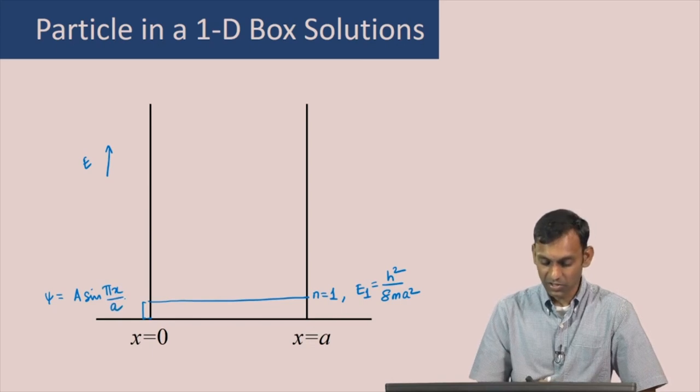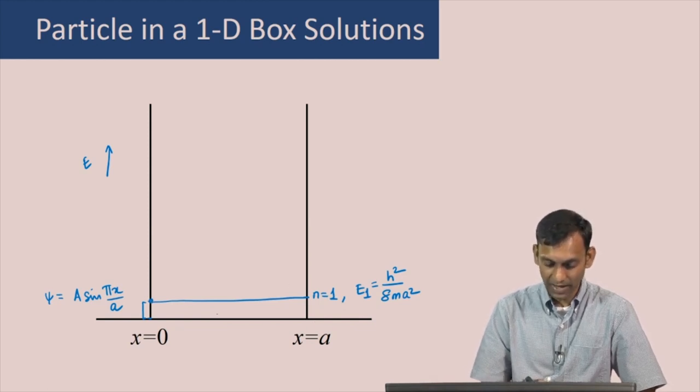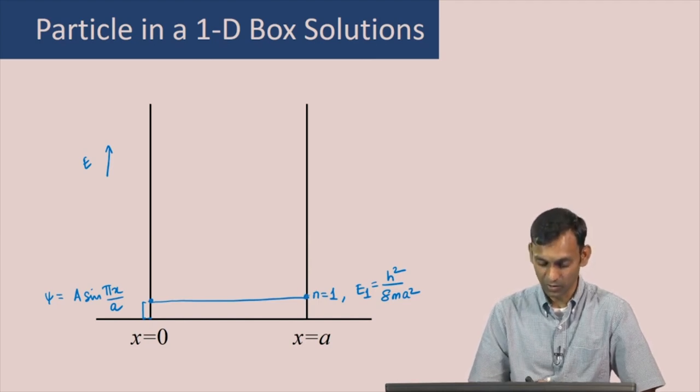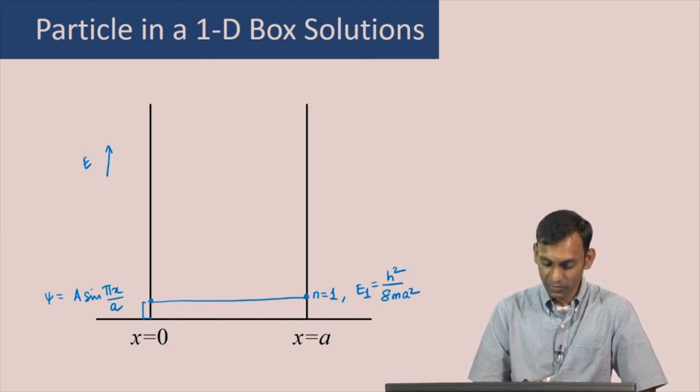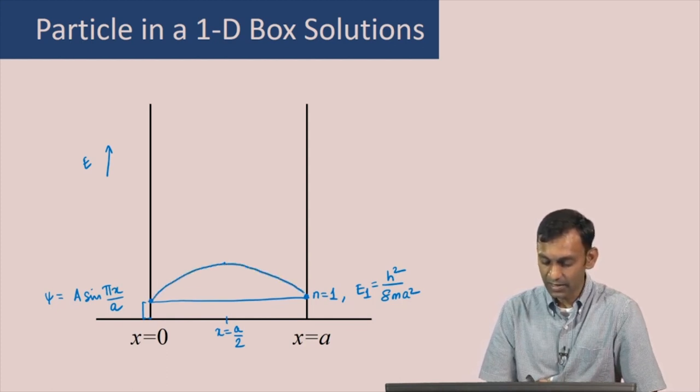Now, the wave function corresponding to this is psi is equal to A sine pi x over a. So, how does this function look? If we take a point x is equal to 0, then the sine value is 0 here. If you take x is equal to a, then you get sine pi, which is also 0. And if you take x is equal to a by 2, in that case, you get sine pi by 2, which is equal to 1. And if you do the other points, then you can see that the wave function looks like this.